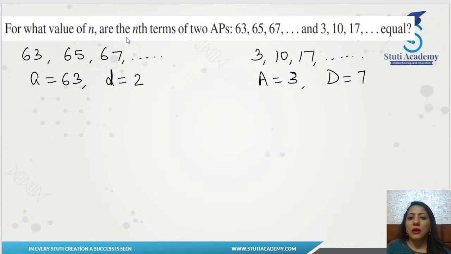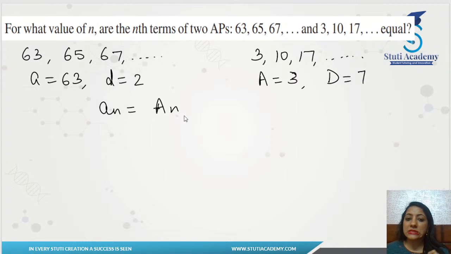For what value of n are the nth terms of these two APs equal? That means a_n is equal to A_n. Small a_n is denoting the nth term of this AP. Capital A_n is denoting the nth term of this AP. Now I need to solve for n.